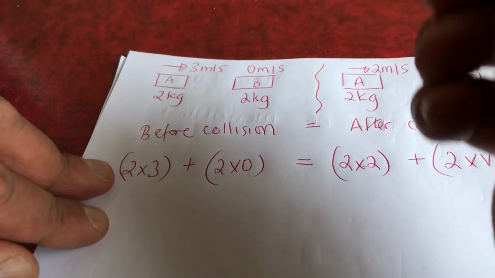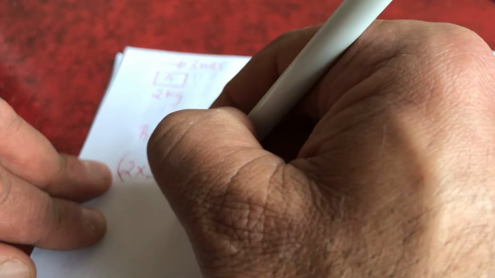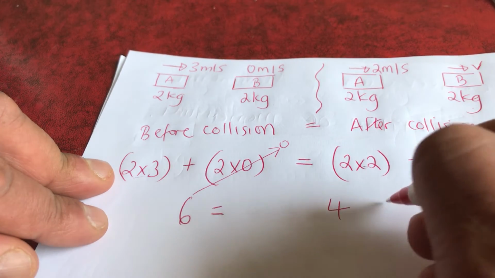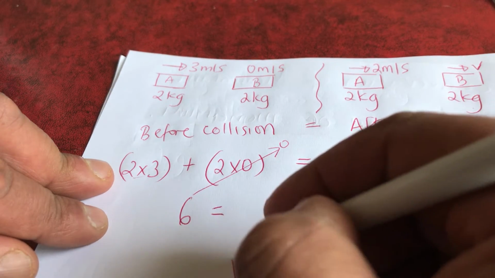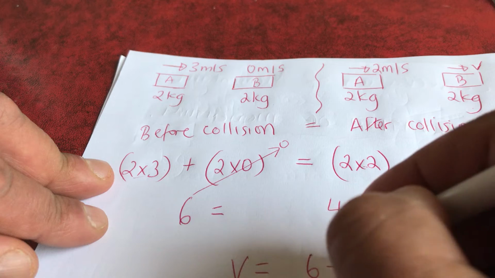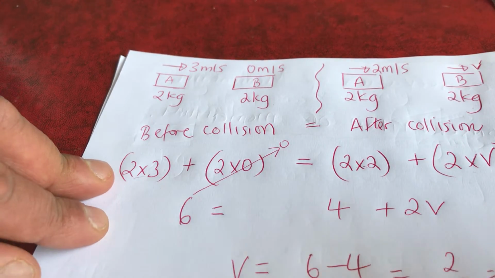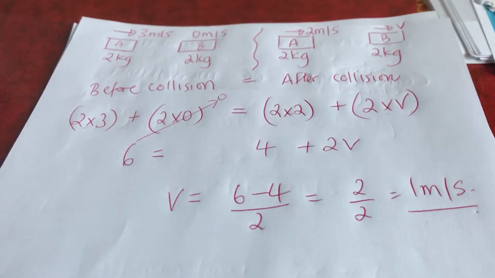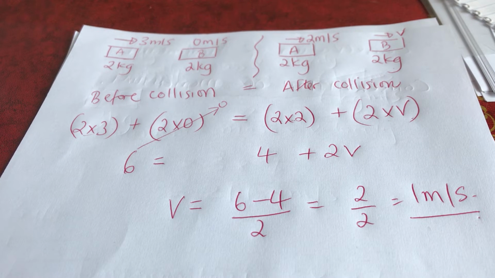And what you'll find is that when you calculate this, this is going to be equal to 0. This is going to be equal to 6, and as a result we have 6 equals 4 plus 2v. When you do your maths correctly, we work out v is equal to 6 minus 4 divided by 2, and the answer is 1 meter per second. This is how we use momentum in order to calculate the velocity of an object after collision.